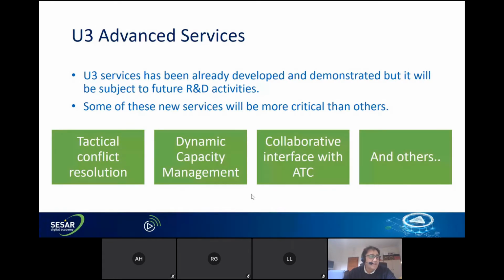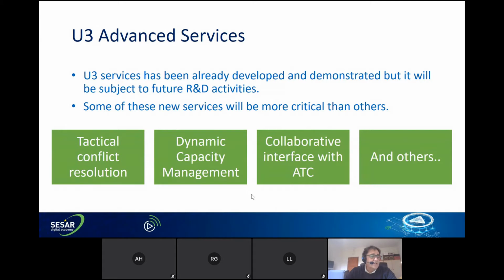Of course, some of these services will be more important and critical than others. Services such as dynamic capacity management, tactical conflict management, and collaborative interface with ATC could be considered key U3 services that could make U-Space scalable and robust enough to support the future expected operations. But not only, of course.